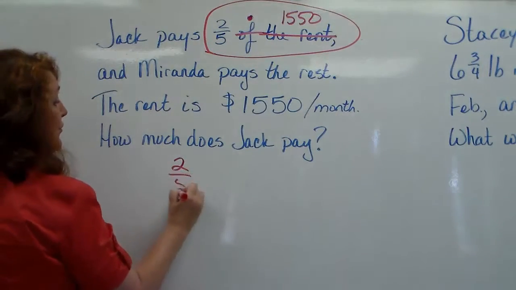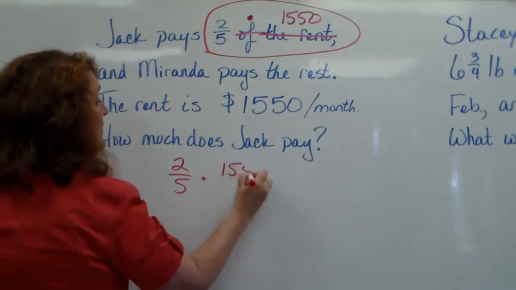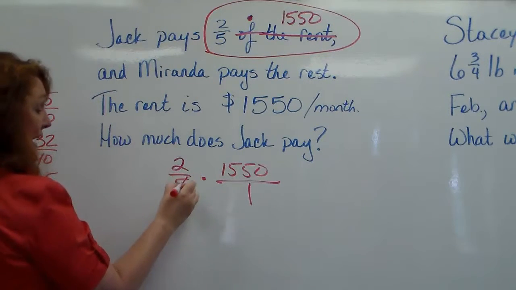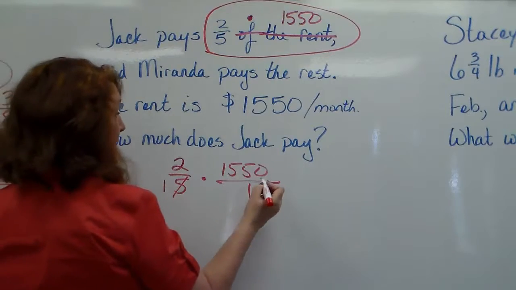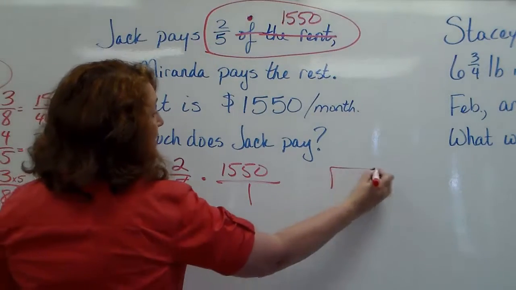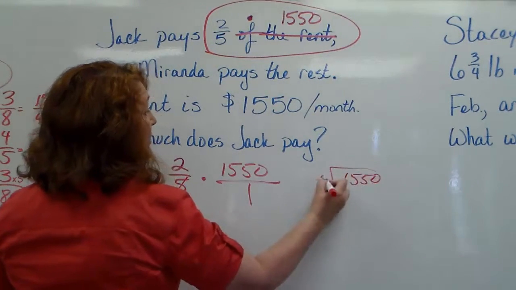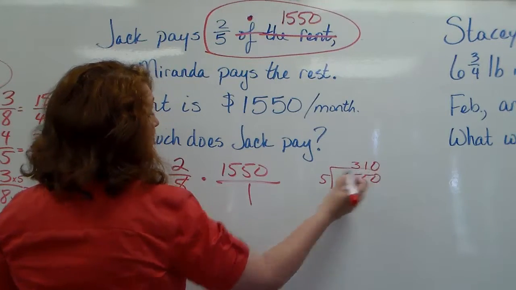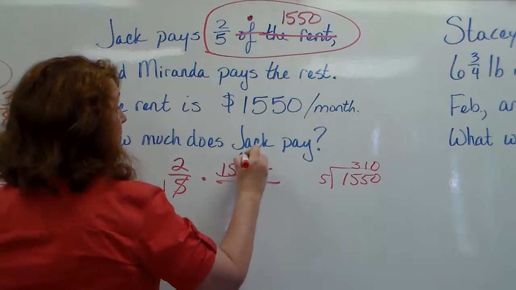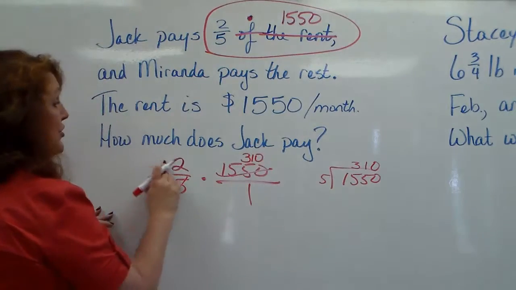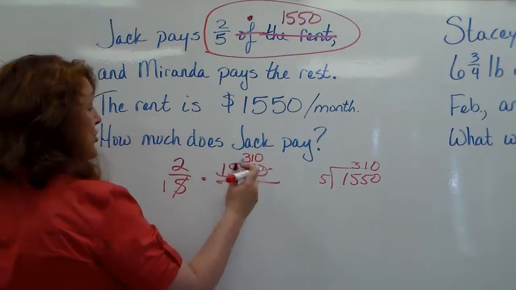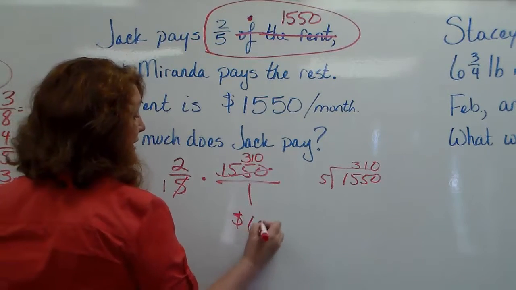So I'm going to do 2/5 times $15.50 over 1. Now I can cross-cancel this 5 conveniently, but I don't know off the top of my head how many times 5 goes into $15.50. 3 times, 1 times, 0 times. So this is going to be 3.10. So now I've got 2 times 3.10 over 1. So my answer is going to be 2 times 3.10, which is $6.20.